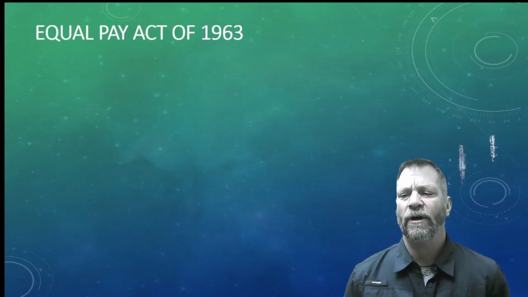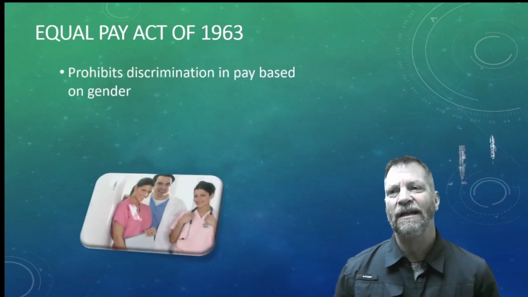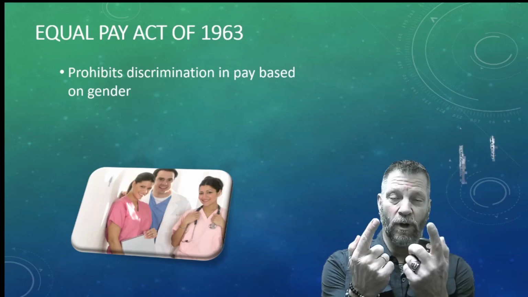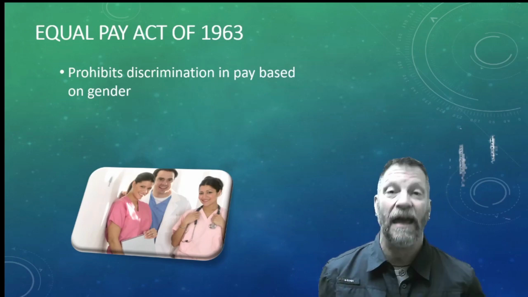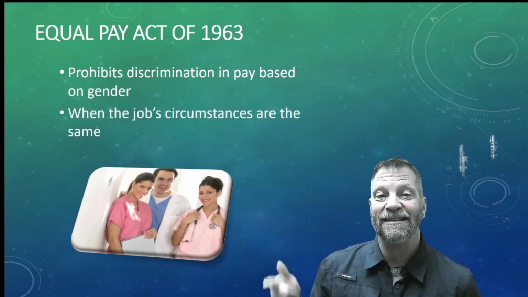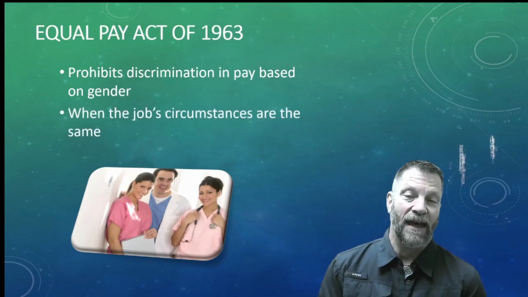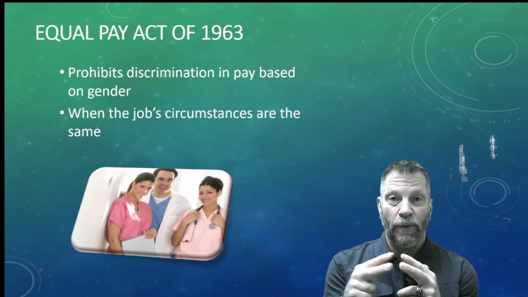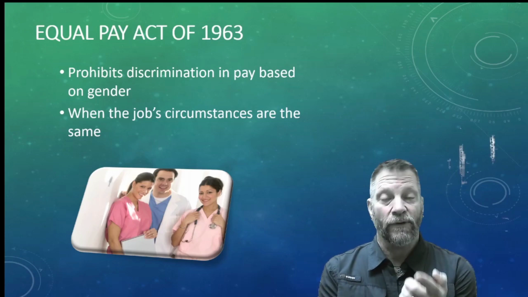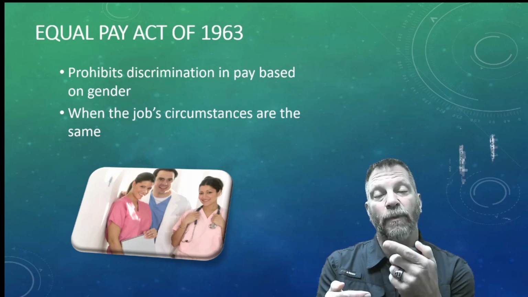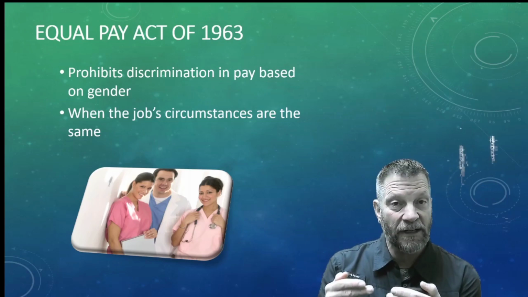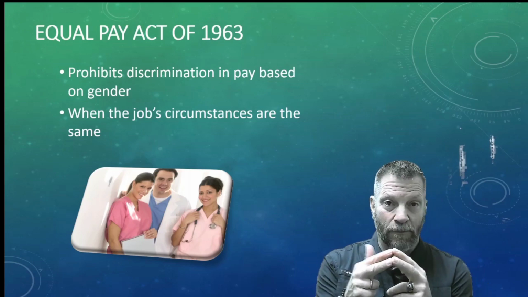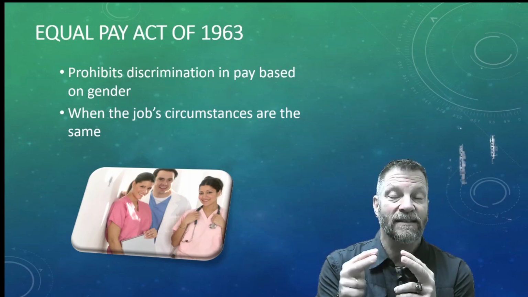All right, the next federal law we're going to take a look at is the Equal Pay Act of 1963. This law prohibits discrimination in pay based on gender. You got a man and a woman doing the same job, they should get the same pay. However, the circumstances have to be the same. They would have to have the same education level, the same experience level in order to get equal pay. If the woman has more education, well, that would be justification for higher pay. If the man has more work experience, well, that's justification for higher pay. But if they're relatively the same, then they should get relatively the same pay.